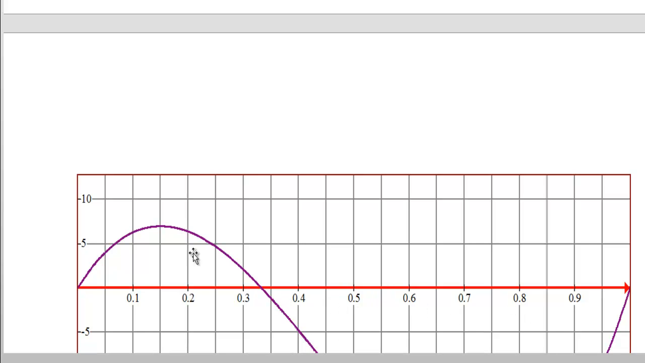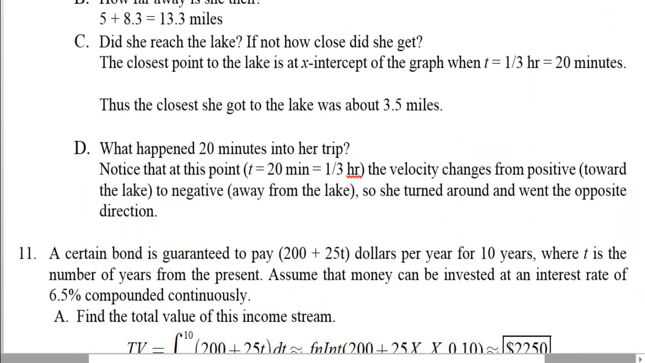Then we add on this area, but if we take this area here minus this one up here, we end up with about 8.3 miles. Add 5 to that, she ends up at 13.3 miles away from the lake. So the closest she got was about 3.5 miles. She turned around, went the other way, and ends up in the opposite direction, about 13.3 miles from the lake.